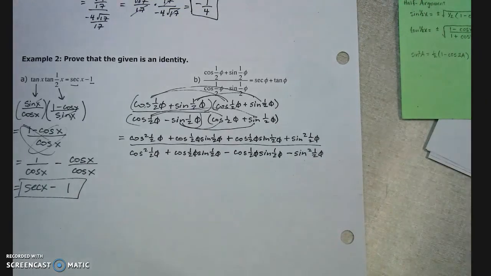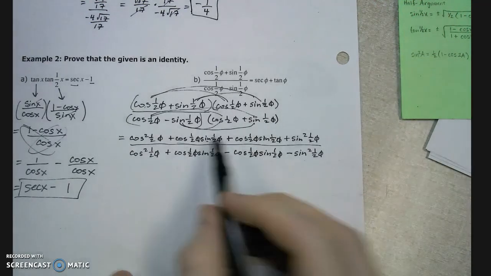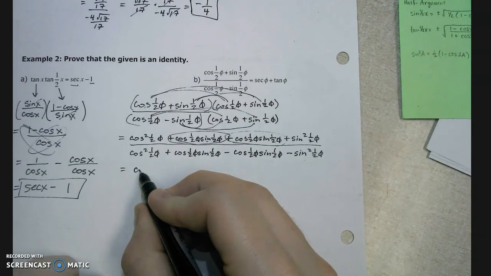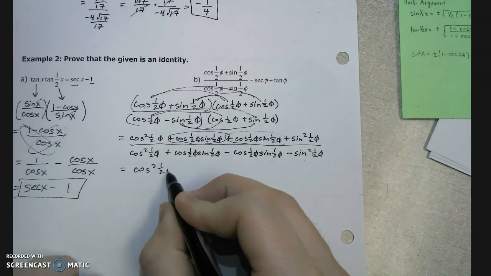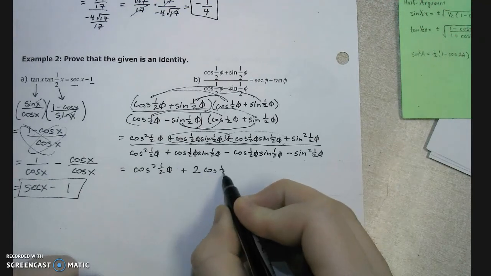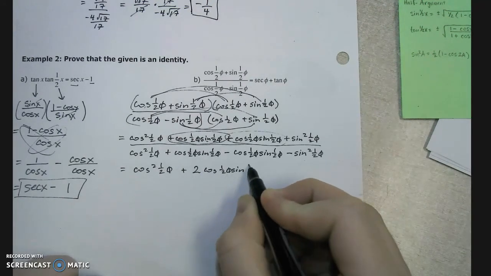So then we can think about some algebra things. What can we put together algebraically? On top, these are matching terms. So there's two of those, and we are adding. So there are now two of those. So I'm going to write that with a big 2. Cosine 1/2 phi, sine 1/2 phi.